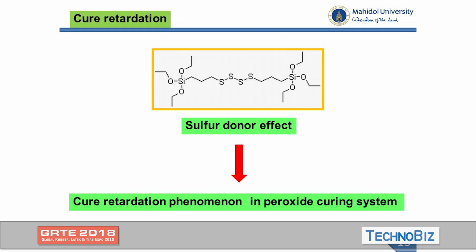It is because of the cure retardation behavior caused by the sulfur atom released from the silane coupling agent. Under high temperature, for example, the curing temperature, this sulfur can break down to free sulfur. And this sulfur can behave just like a free radical scavenger and reduce the reactivity of the free radical.